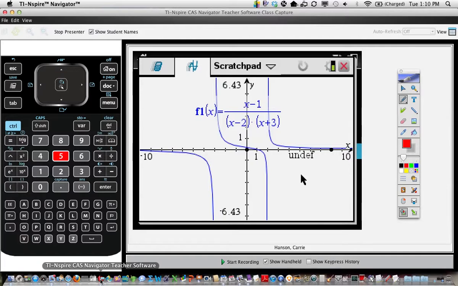I don't know why that's there. Okay, anyway, so you can kind of see the vertical asymptotes. Sure enough, at 2 and negative 3, looks like there's vertical asymptotes, which is where this would be undefined.